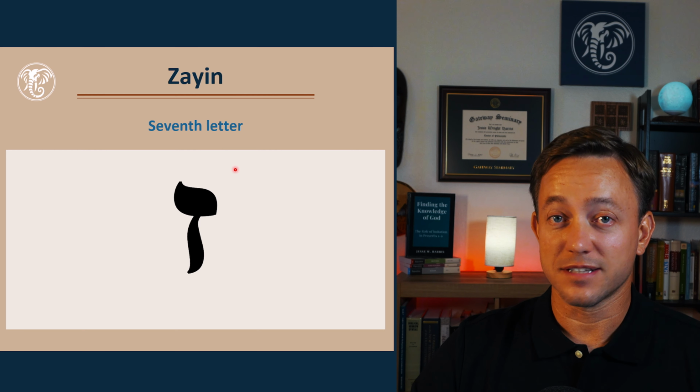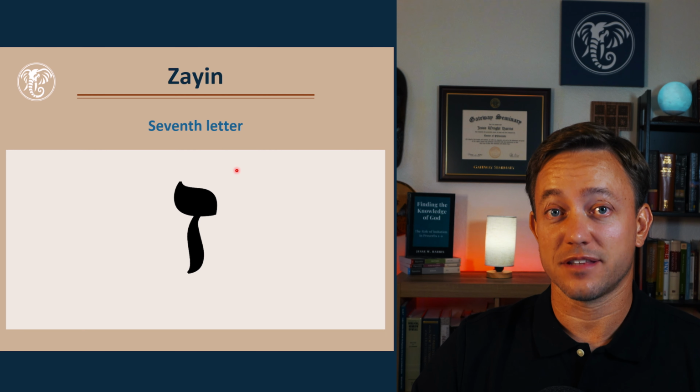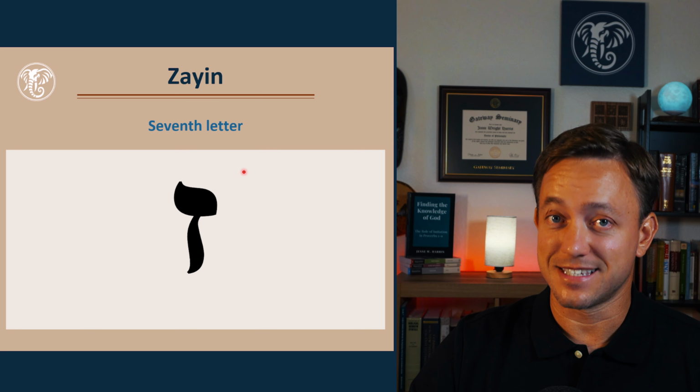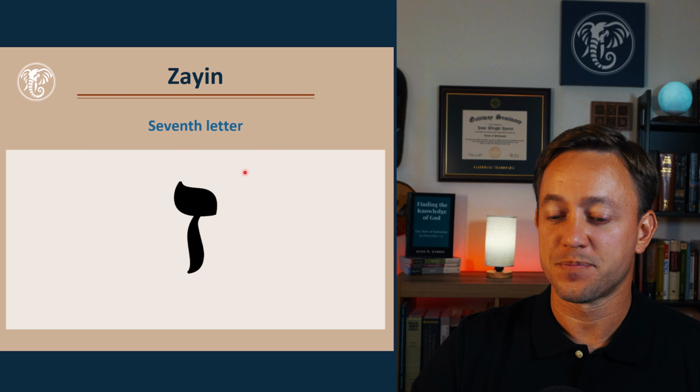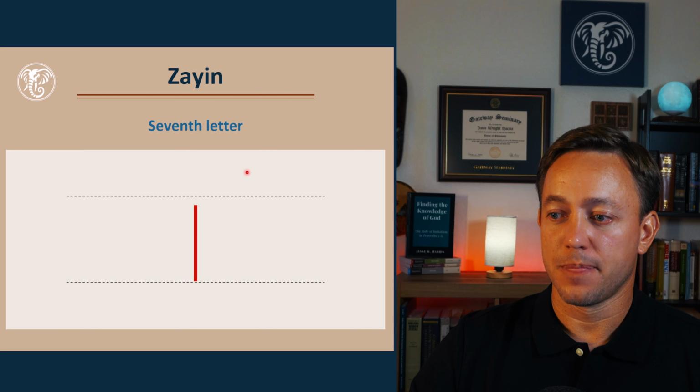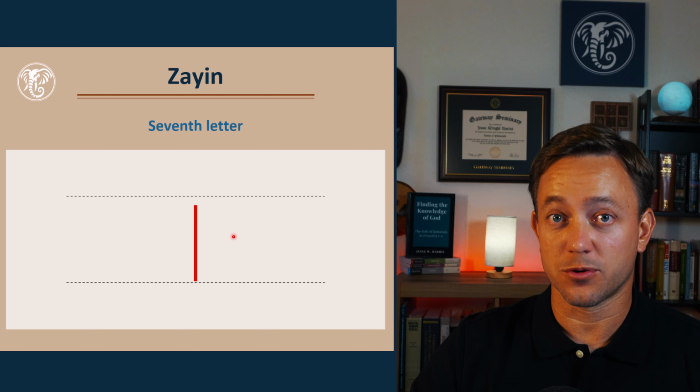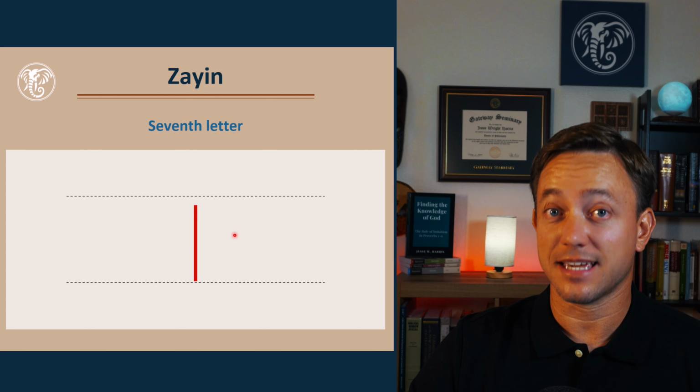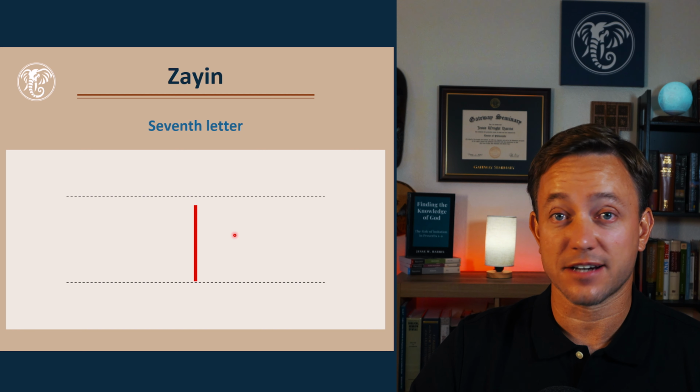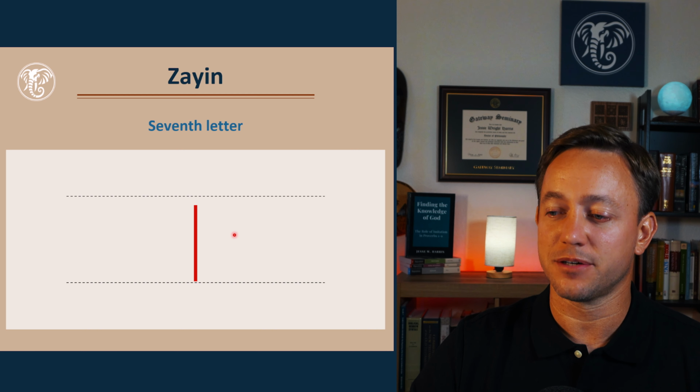All right, well, let's talk a little bit about the seventh letter here, called the Zayin. And we can talk about the form of it here first. So how is it written? Of course, I always recommend taking a piece of paper and a pen or pencil and actually doing this. This is the best way to learn.